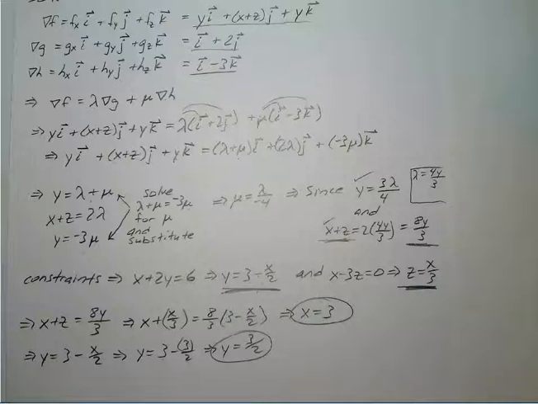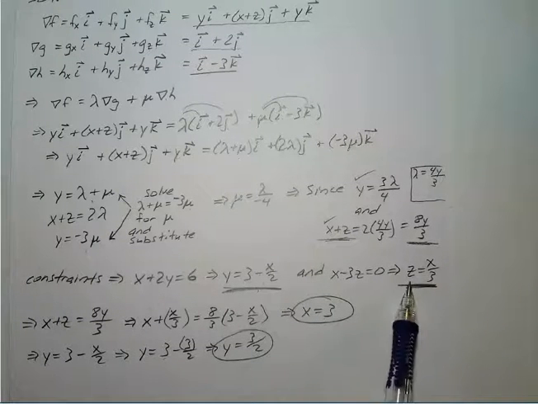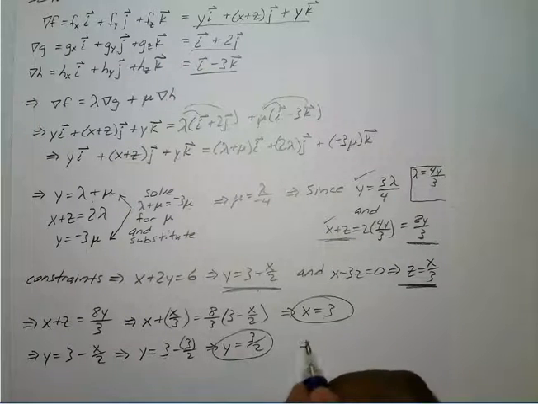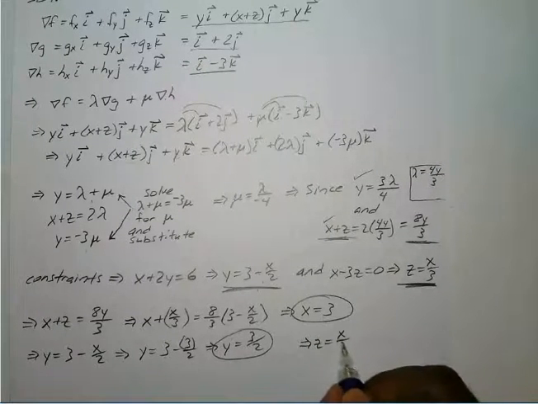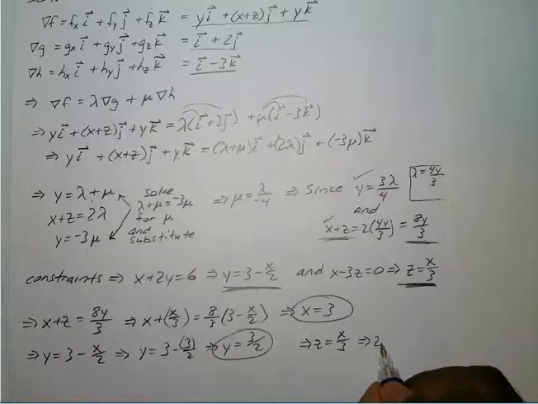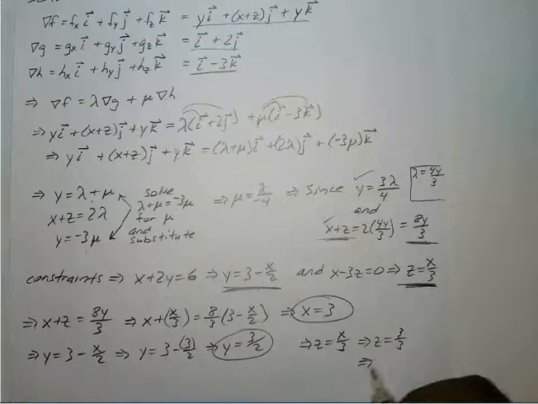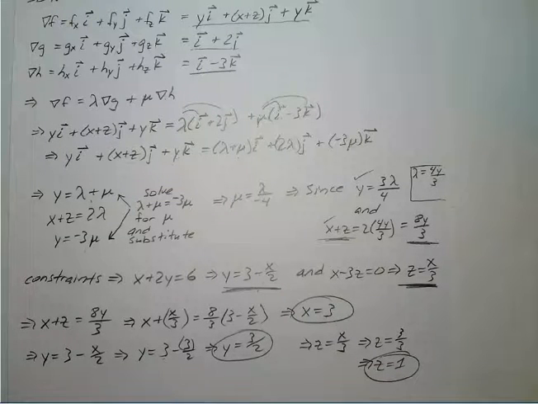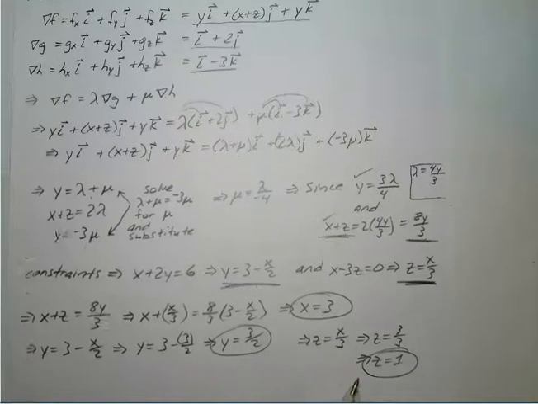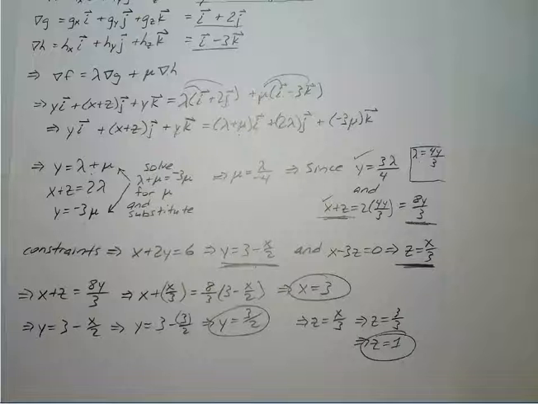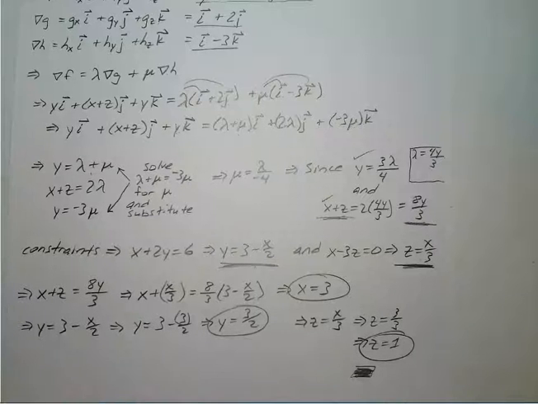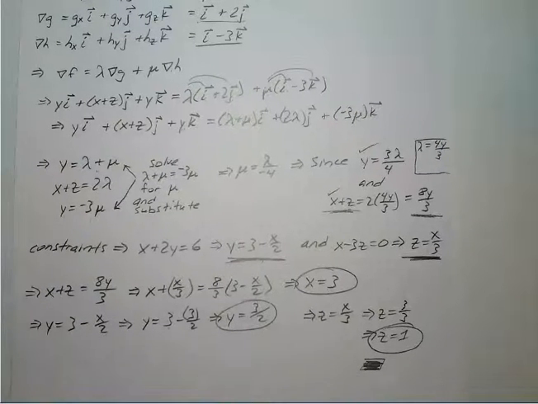Now, just solving for our z, we know that z is equal to x over 3, so z is equal to 3 over 3, or z is equal to 1. So we found our maximum value. All right, so hopefully this has made some sense, and I will see you on the next video.